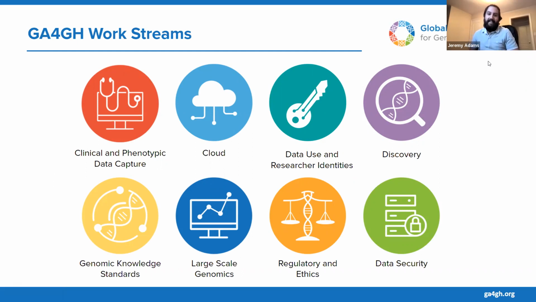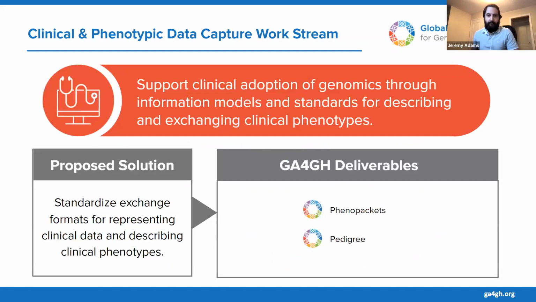So here are our 8 work streams. As it's been mentioned earlier, there's 6 technical work streams and 2 foundational work streams. The foundational groups are data security and regulatory and ethics. We call them foundational because they sort of provide this working model and this foundation upon which all of our other technical standards and work streams are built. So I think we begin with ClinPheno.